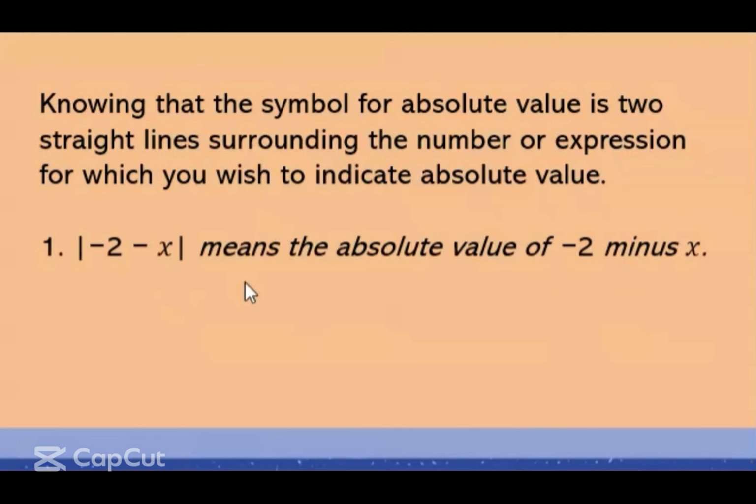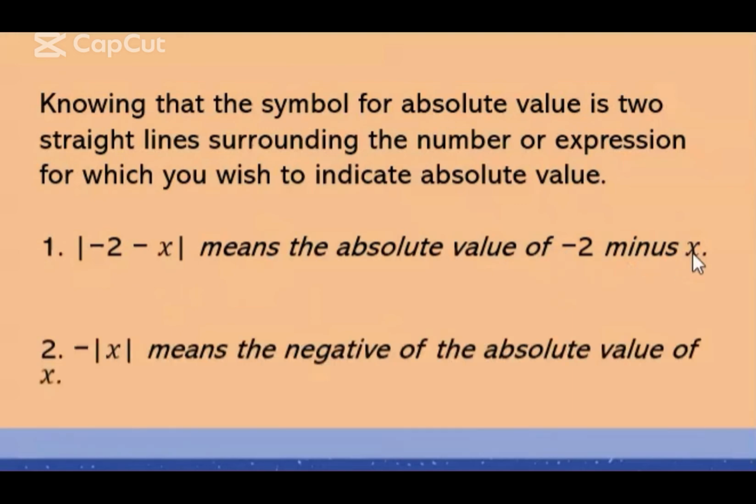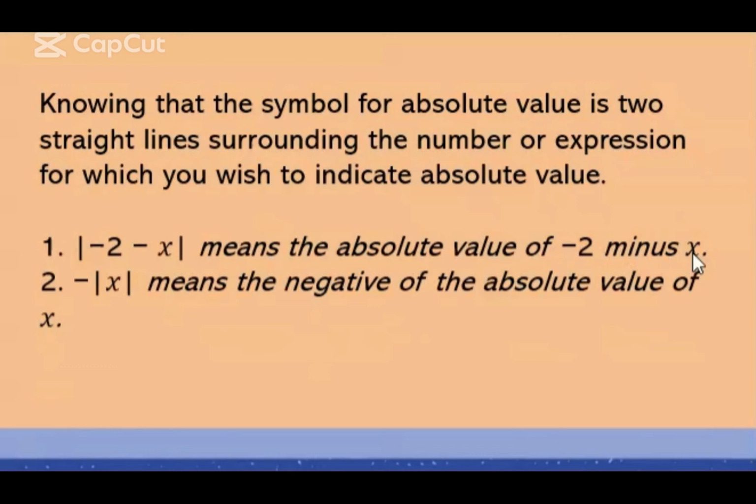So, -2 minus x, ibig sabihin, the absolute value, ayun o, yung dalawang vertical line, of -2 minus x. Tapos ito, we have this, negative absolute value. Kapag ganyan, nasa labas yung negative, hindi mo siya i-absolute value. Ang i-absolute value mo lang yung nasa loob noong absolute value symbol. Okay? So kapag may nakita kang negative sa labas, hindi mo siya kailangan i-absolute value. Ibig sabihin, isasama mo siya sa magiging sagot mo. So means the negative of the absolute value of x.